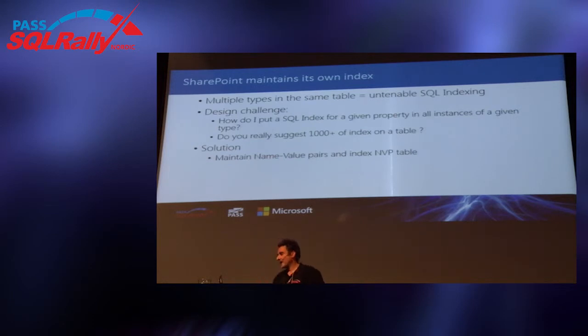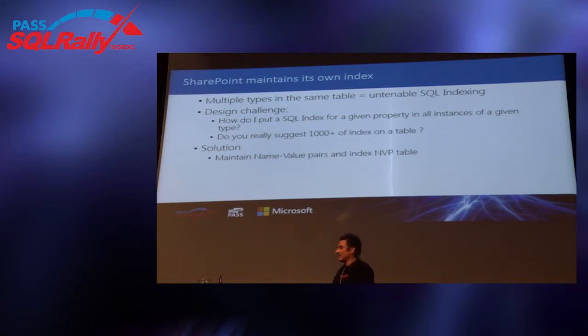So you have multiple types in the same table. It's untenable. SQL indexing, or what Brent called it yesterday, non-SARGable indexing. The challenge here is, how do you put a SQL index on a given property? And actually, you don't. In SharePoint, you can index some columns in the UI, because you want to find your data quickly. And it solves it by using name-value pairs.